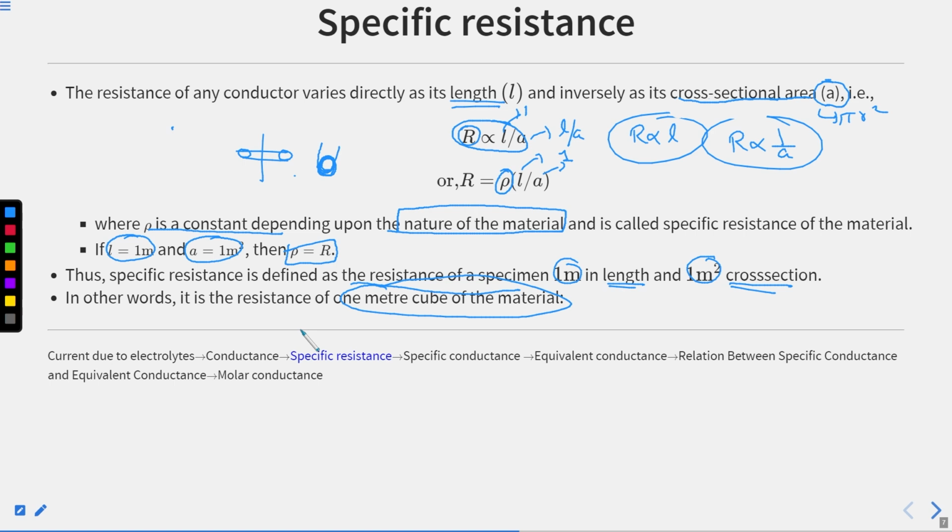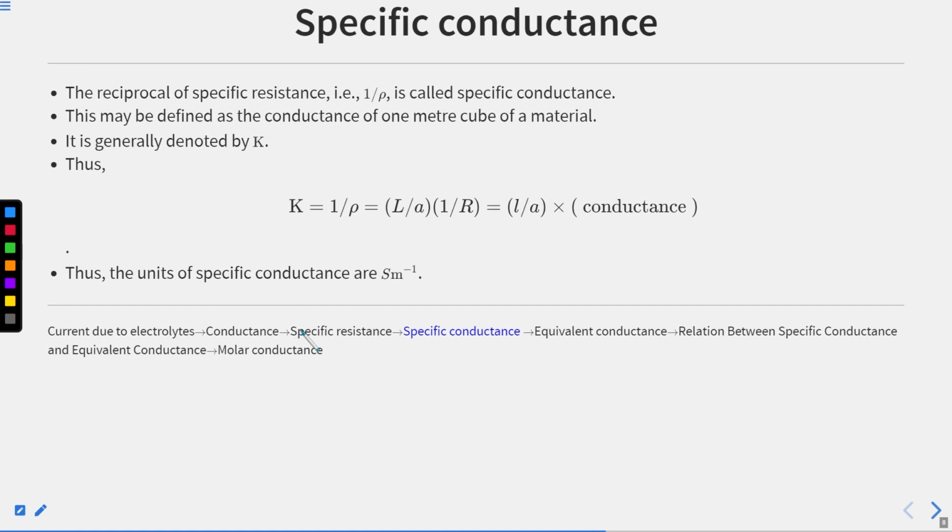So if I put it in a nutshell again, it is the resistance that is offered by a cube which has 1 meter height, 1 meter length, 1 meter breadth. And if you are talking about a wire, then it has 1 meter length and 1 meter square cross sectional area. Then in that case, the resistance will be equal to its specific resistance. This is clear.